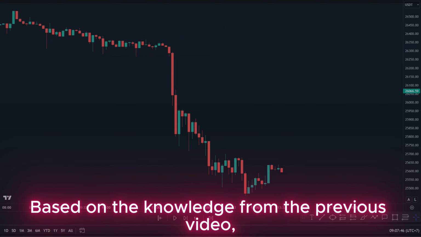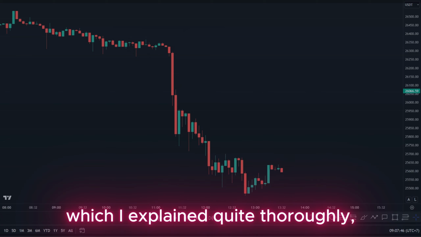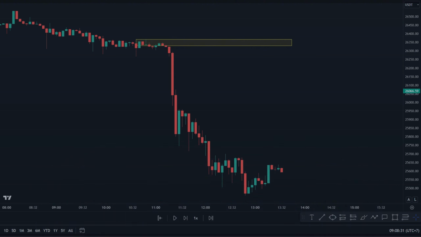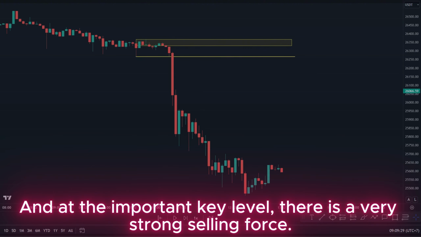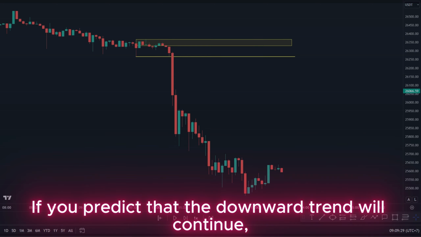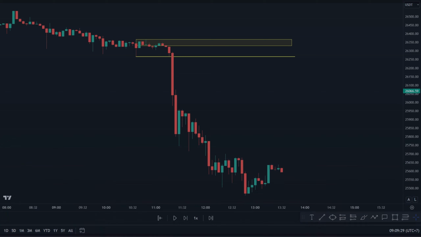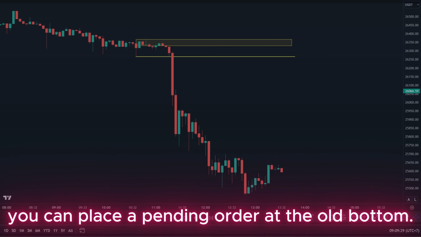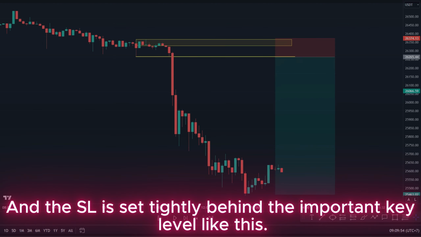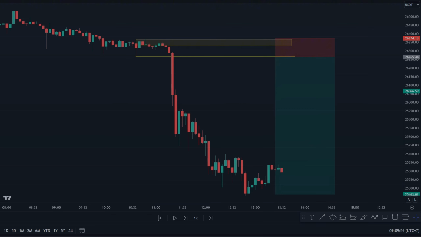Based on the knowledge from the previous video, which I explained quite thoroughly, you can quickly identify that this is the important key level. This is the old bottom. And at the important key level, there is a very strong selling force. This is probably very familiar. If you predict that the downward trend will continue, then right at this moment, you can place a pending order at the old bottom. And the SL is set tightly behind the important key level like this.